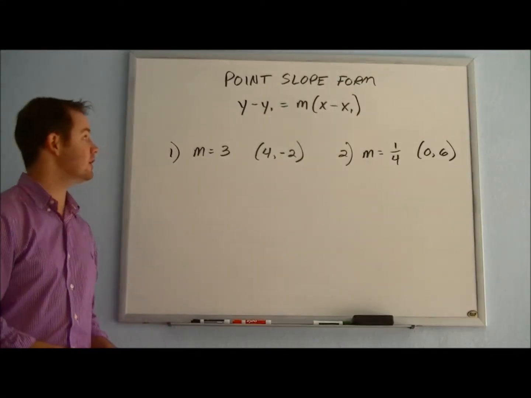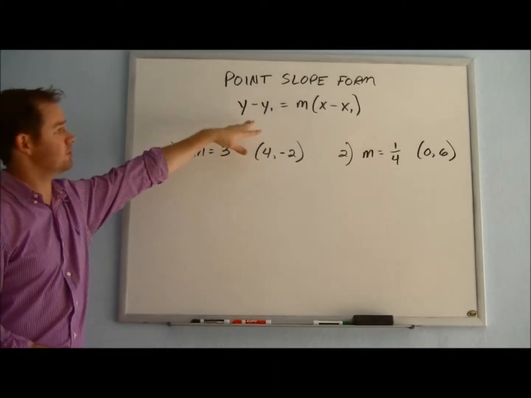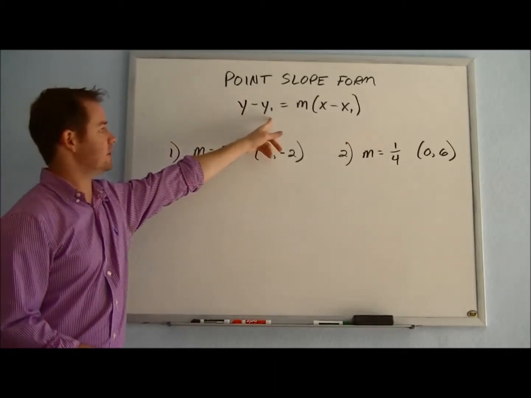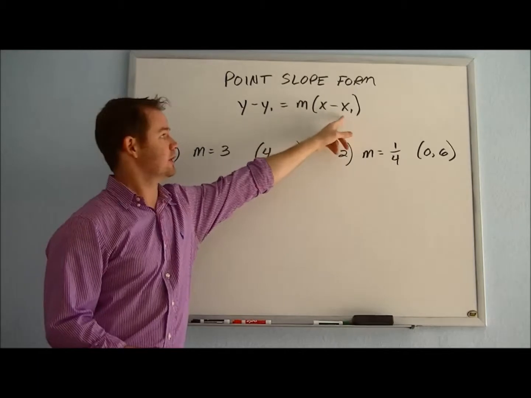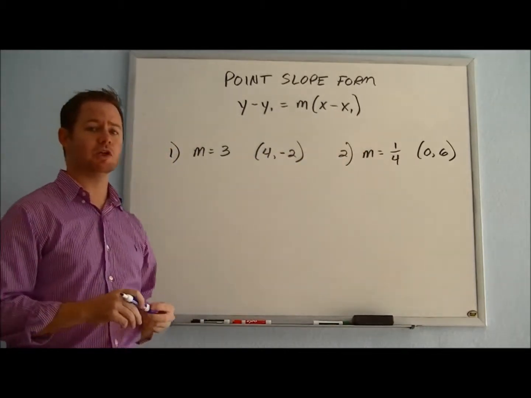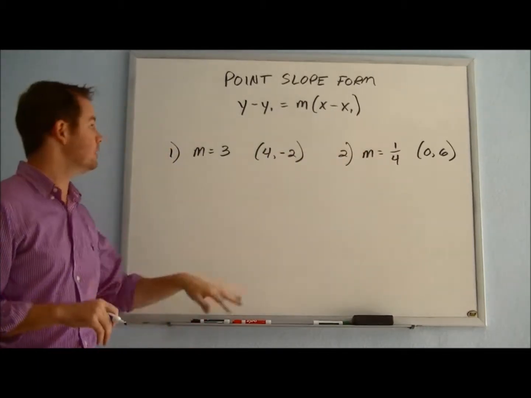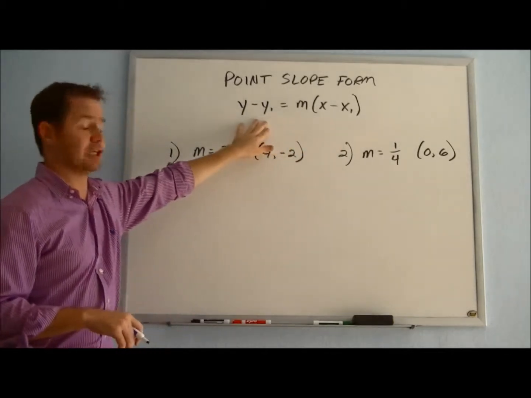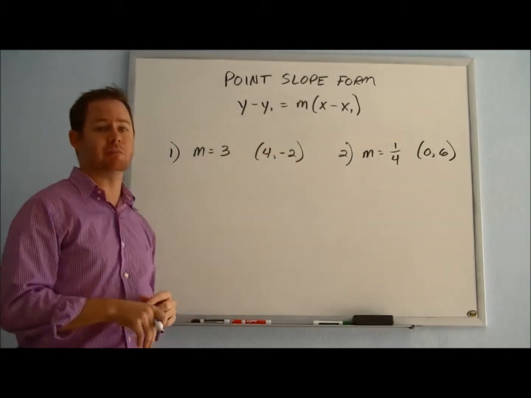I'm Chris, and in this video we're going to take a look at point-slope form, which is y minus y1 equals m times x minus x1. And I just want to show you one thing that can maybe help you appreciate where this equation comes from and also make it a little bit easier to memorize.